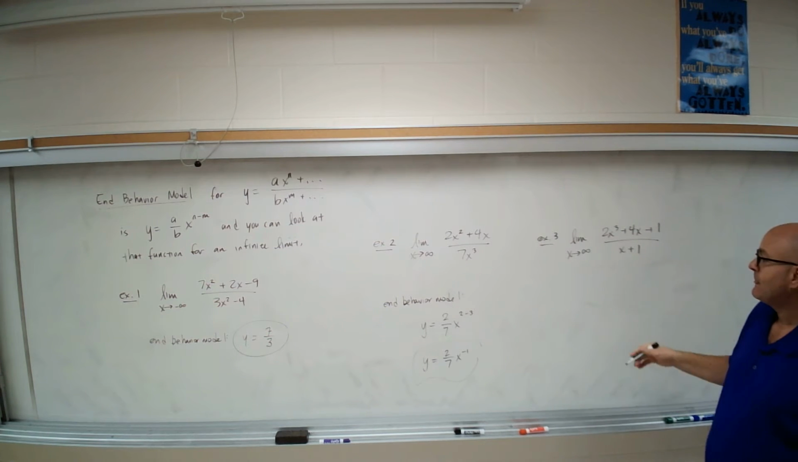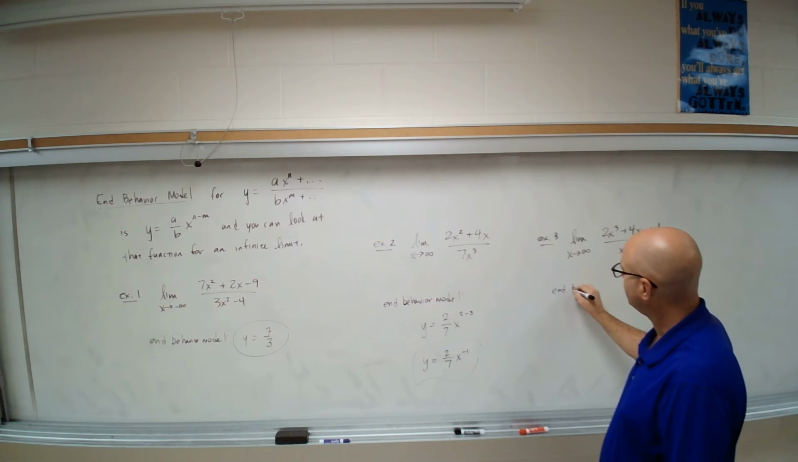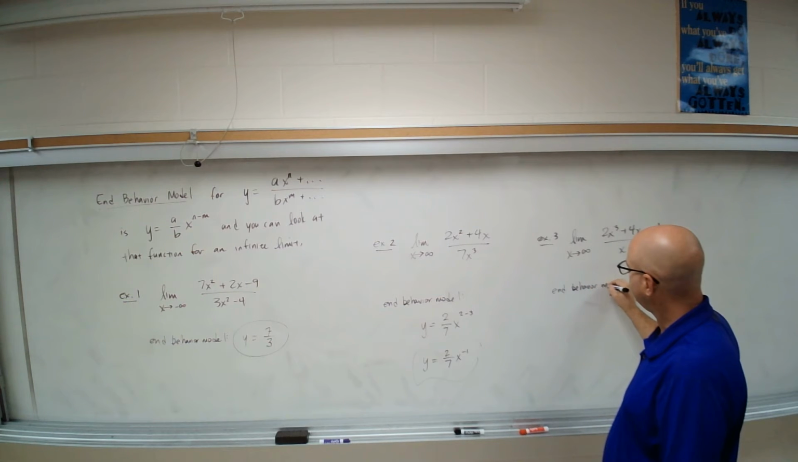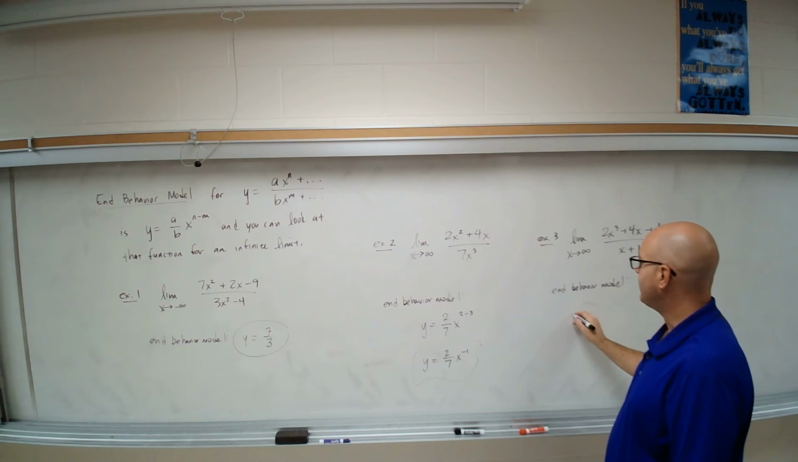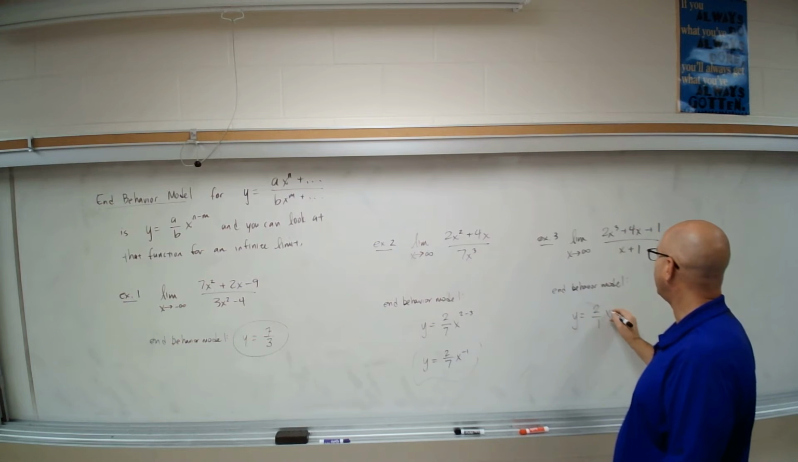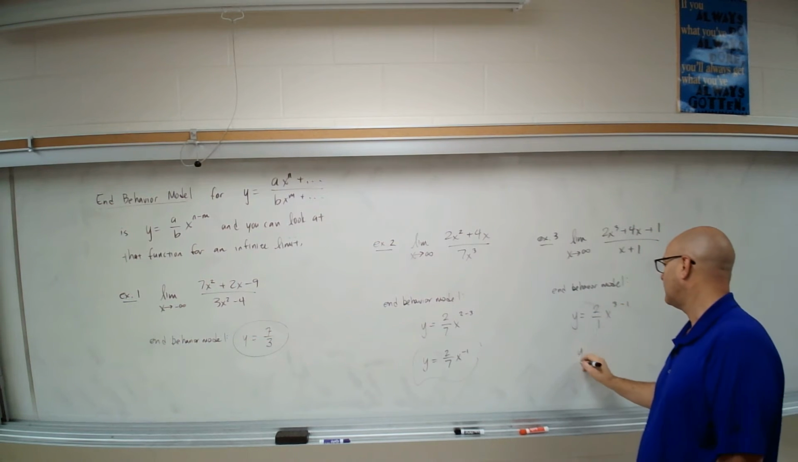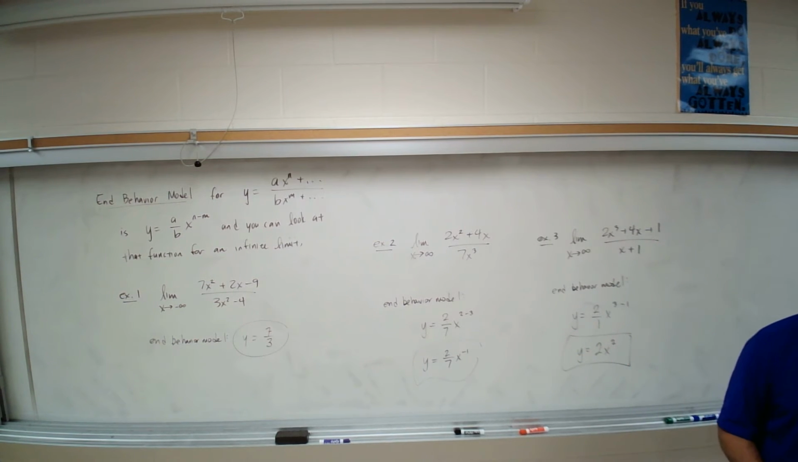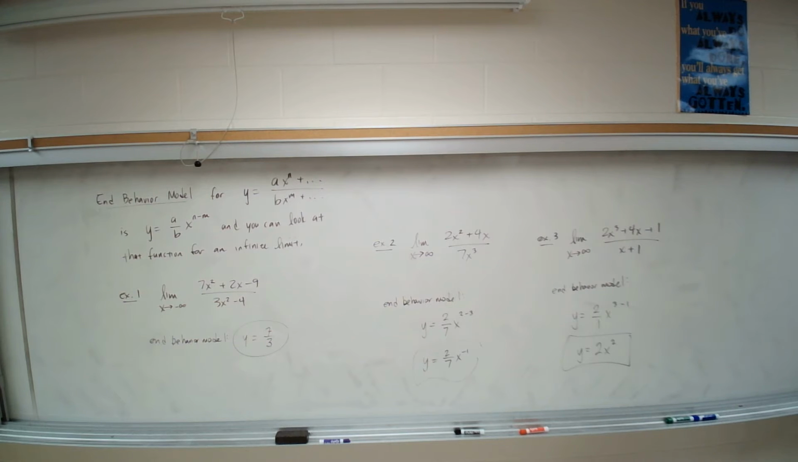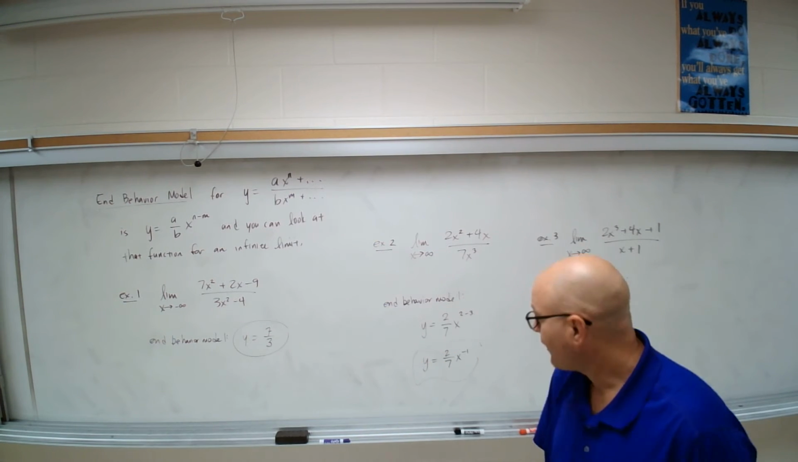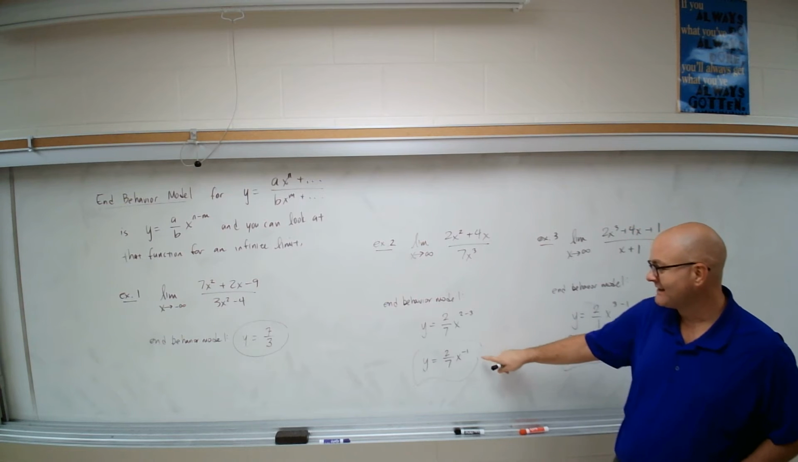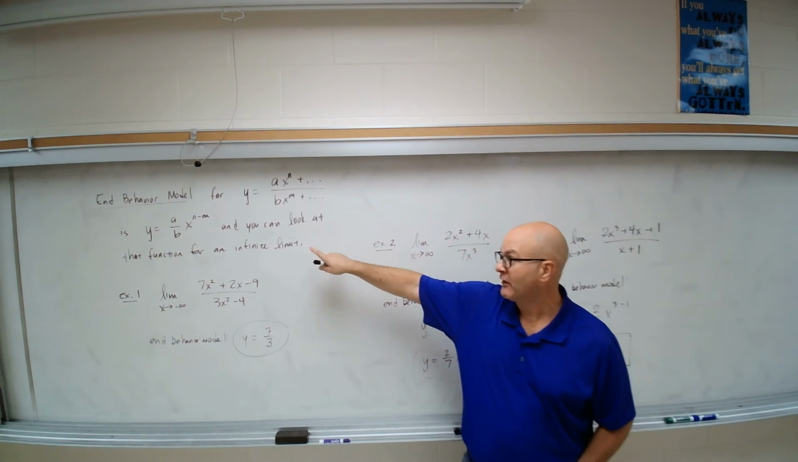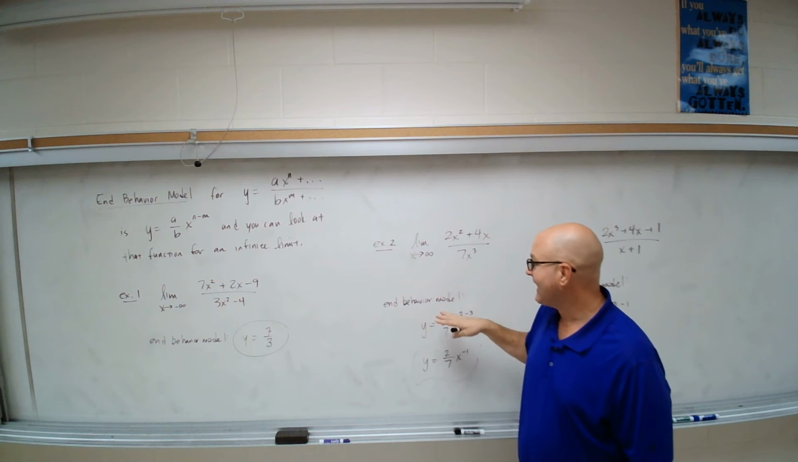And then for this one, the end behavior model is going to be y equals 2 over 1 times x to the 3 minus 1. So y equals 2x squared would be the end behavior model for that one. So with that, we could go ahead and take a look at those. And actually, okay, on our example 2 here, I made a mistake. This is not the correct function. It is the formula though, right? It is the formula, but this is an end behavior model.